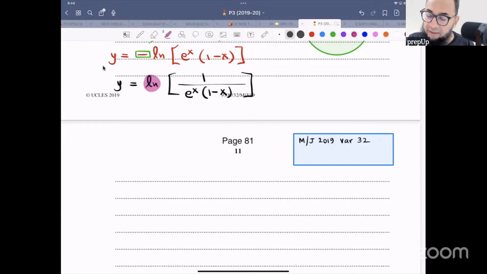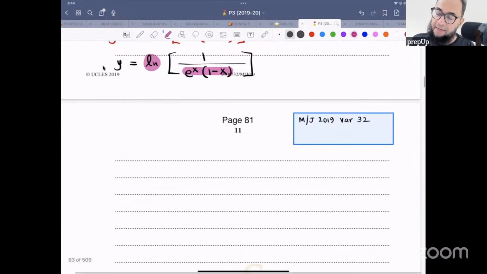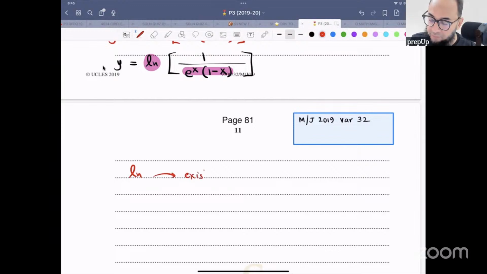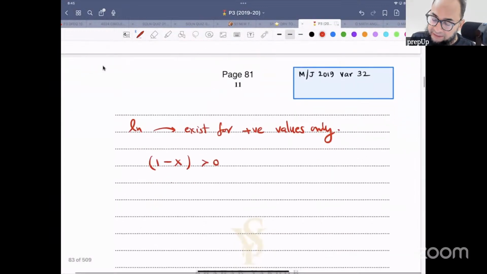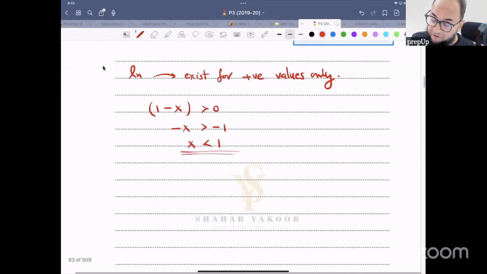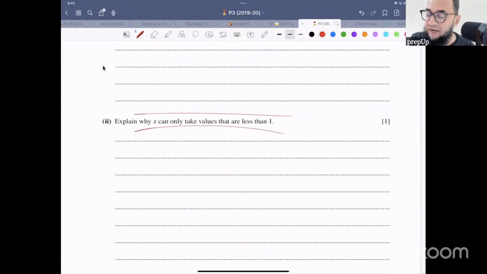This is ln, this is e to the power x, 1 minus x. Now we know that natural log exists for positive values only. Now, if it exists for positive values, it is necessary that 1 minus x should also be positive. Therefore, minus x should be positive. Therefore, minus x is greater than minus 1. Therefore, x is less than 1.